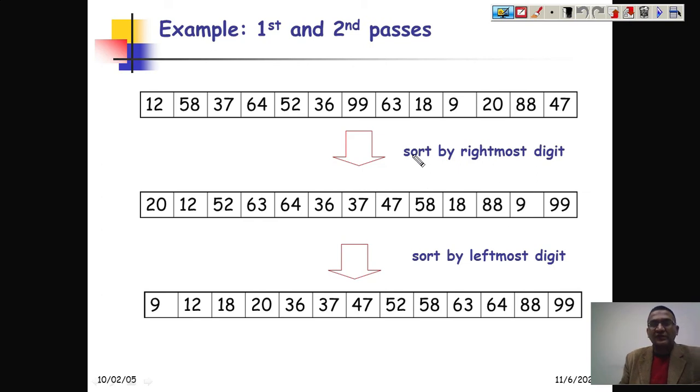So you can see here this is our original sequence, and after the first pass we get this, and after the second pass we get this. So how many passes will be required? It all depends on the number of digits in the maximum number. So here 99 is the maximum number, and the number of digits is 2, so we did only 2 passes.